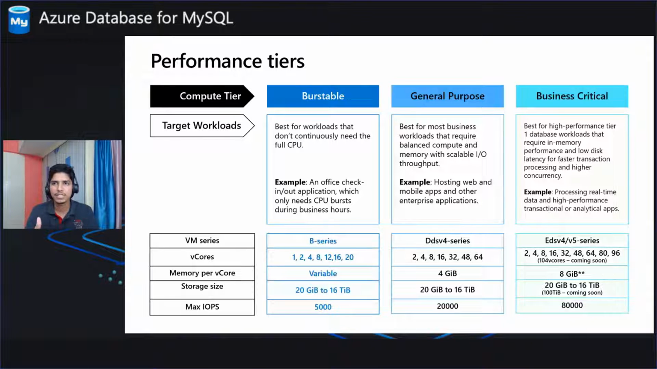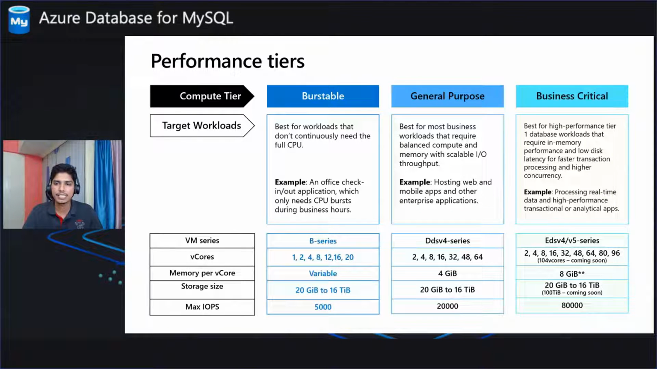If you have a decent amount of workload, the general purpose tier is the go-to solution for you. If you have a hosting web app, a mobile application, or an enterprise application, general purpose is the best solution for that.